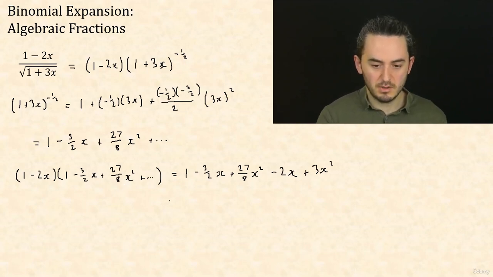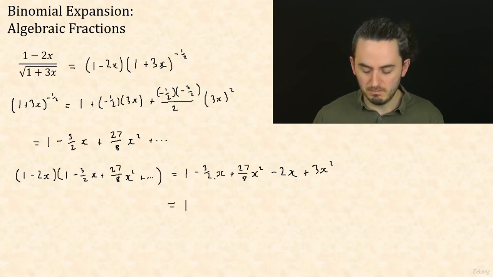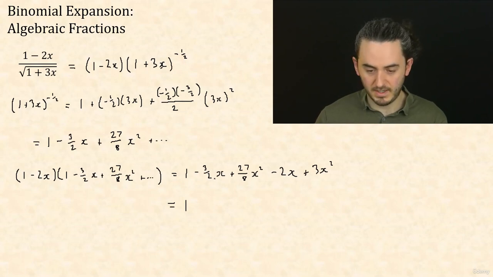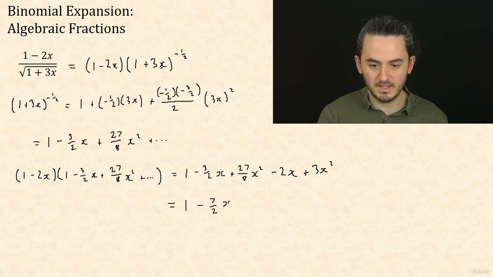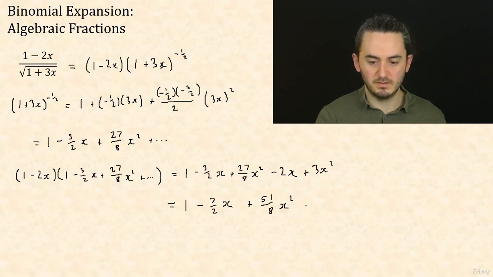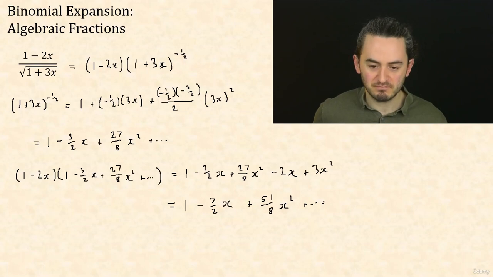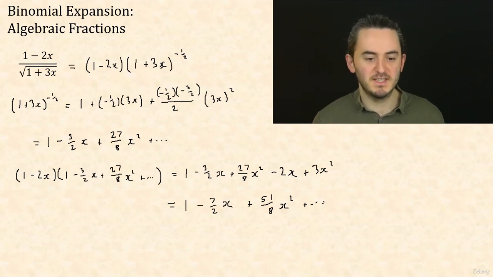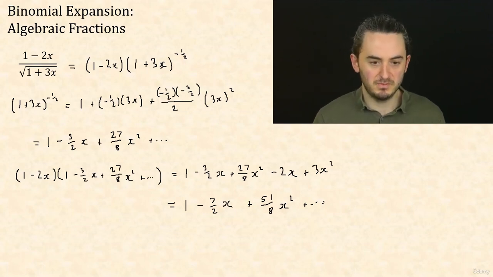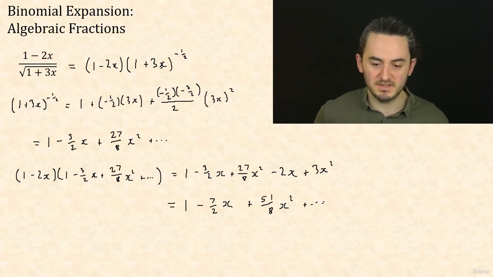And in this question, I was only looking for the first 3 terms of the expansion, so nothing beyond x squared. So if I just neaten this up now, I've got 1, and then how many x's have I got? Well, I've got minus 3 over 2 of them and minus 2 of them. So in total, that's minus 7 over 2 x. And then I've got 27 over 8 x squared plus 3x squared. And that gives me a total of plus 51 over 8 x squared. And there's a plus dot dot dot just for good measure. So you can see that when we've got these complicated looking algebraic fractions, it's really no different. We just need to multiply up our brackets at the end.